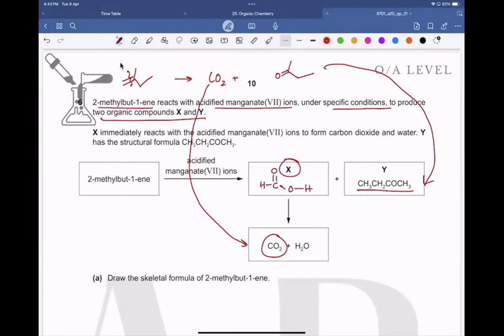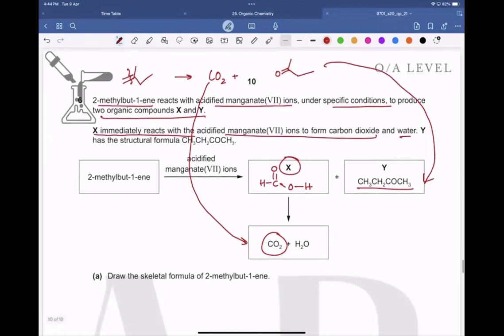Is this understandable? Is this recallable? That's what I have discussed with all of you. That's what they are saying: X immediately reacts with acidified manganate to form carbon dioxide and water. So that X is this thing. On breaking, the one carbon basically turns into methanoic acid and then forms a carbon dioxide.